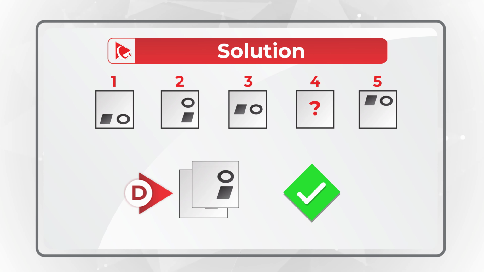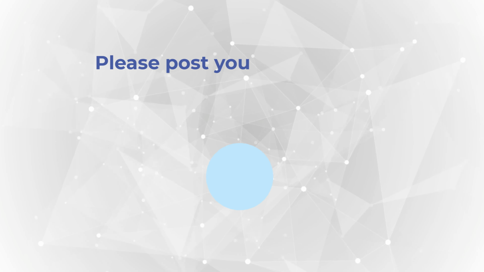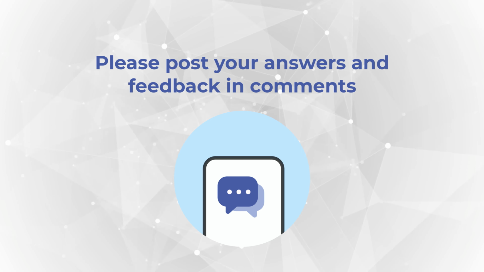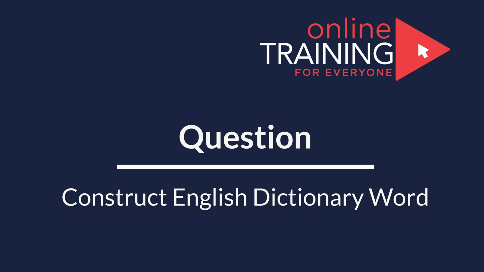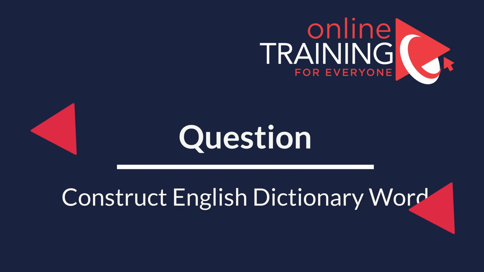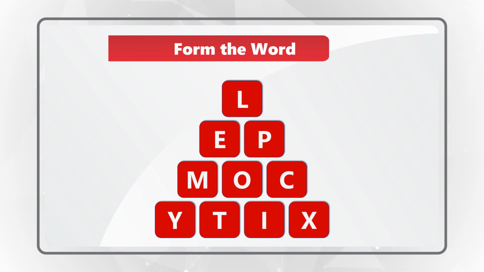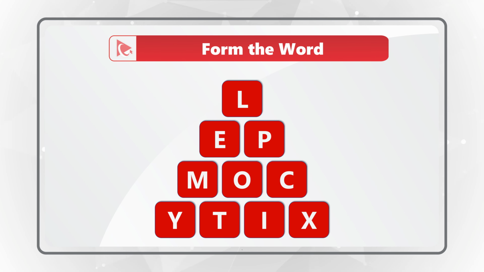Hopefully you've nailed this question and now know how to answer similar problems on the test. But in case you need more problems with solutions, please make sure to check out the description of this video. Here's a question for you to practice. You're presented with 10 letters, and you need to form a word from the English dictionary using all the letters only once. The letters are L, E, P, M, O, C, Y, T, I, X.